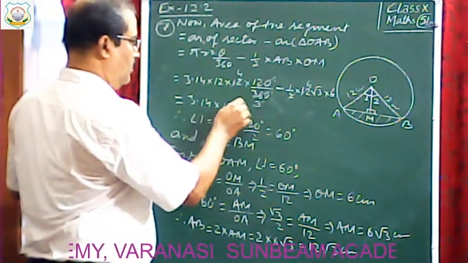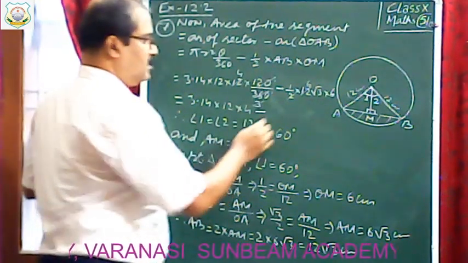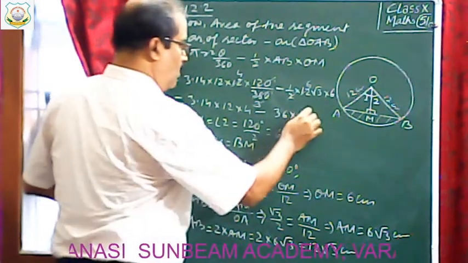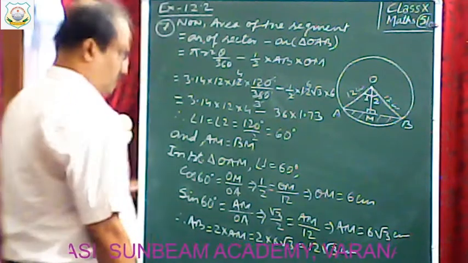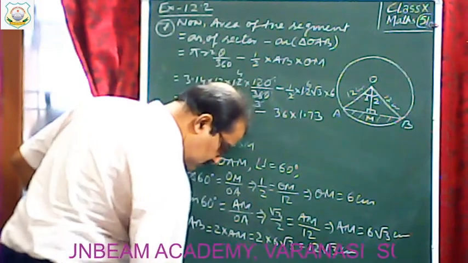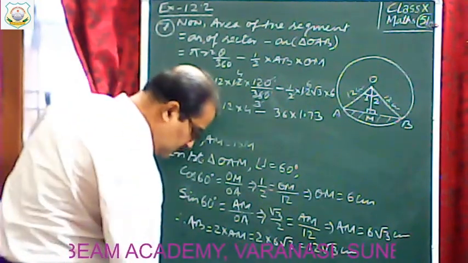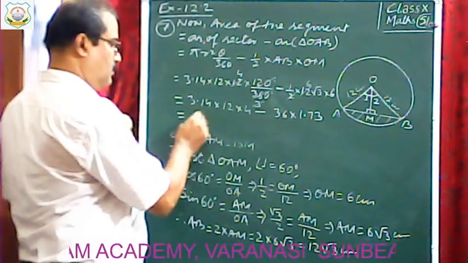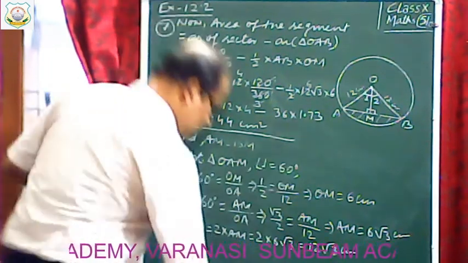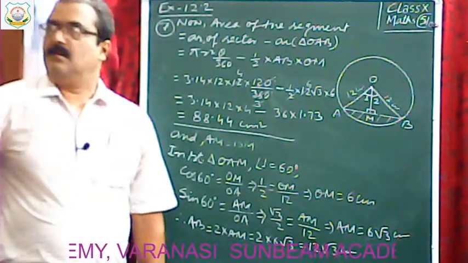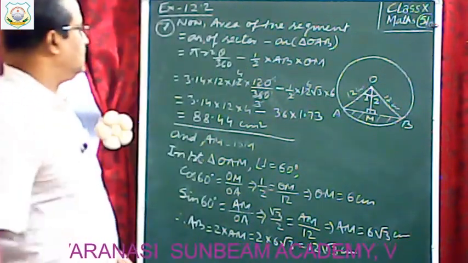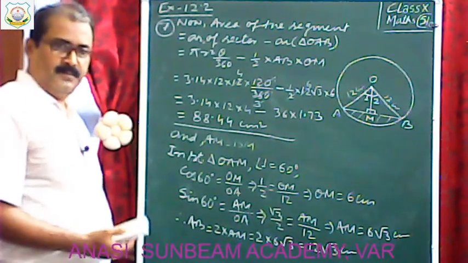3.14 into 12 into 4 minus 36 into root 3, 1.73. Now calculate. Centimeters square. Okay, done everybody. May I clean the board? Okay, thank you.